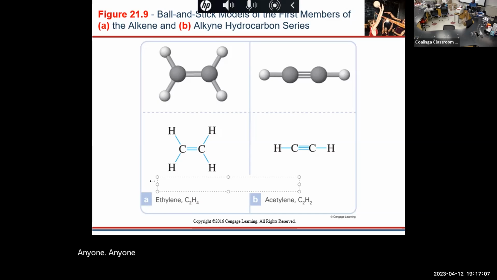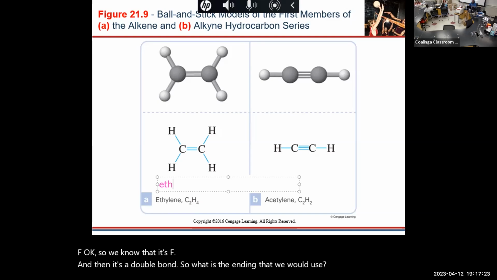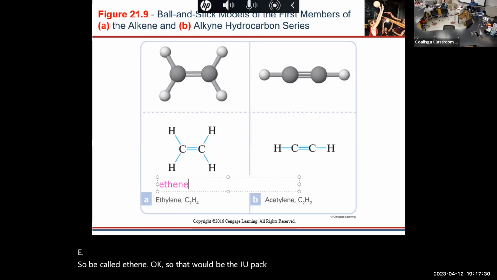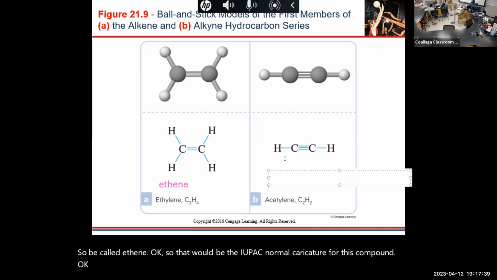So what is the prefix for two carbons? Eth. Okay, so we know that it's eth. And then it's a double bond. So what is the ending that we would use? So it would be called ethene. Okay, so that would be the IUPAC nomenclature for this. Okay, so this one, again, it has two carbons.